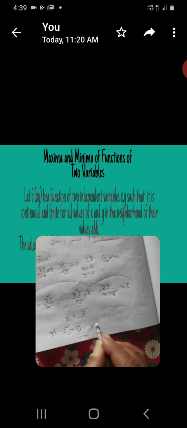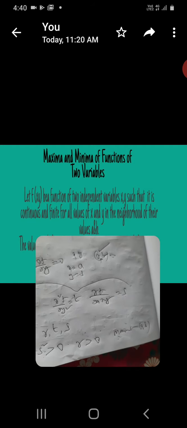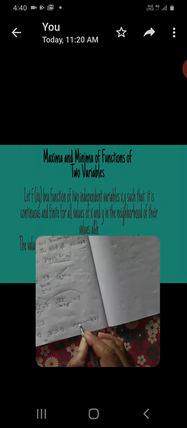How to say this? Find first rt minus s square. If rt minus s square is greater than 0 and r is greater than 0, the function is minimum at the point (a, b). Similarly, if rt minus s square is greater than 0 and r is less than 0, the function is maximum.